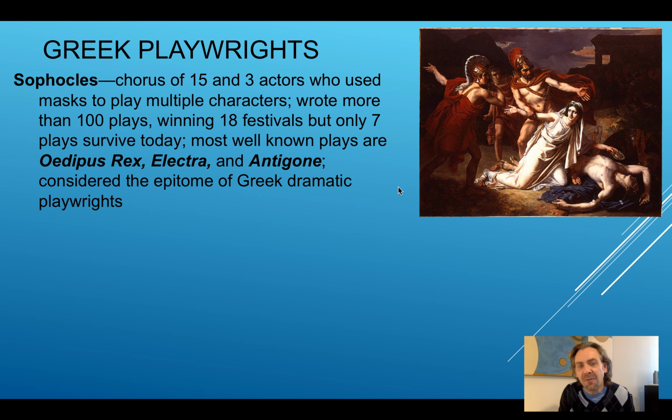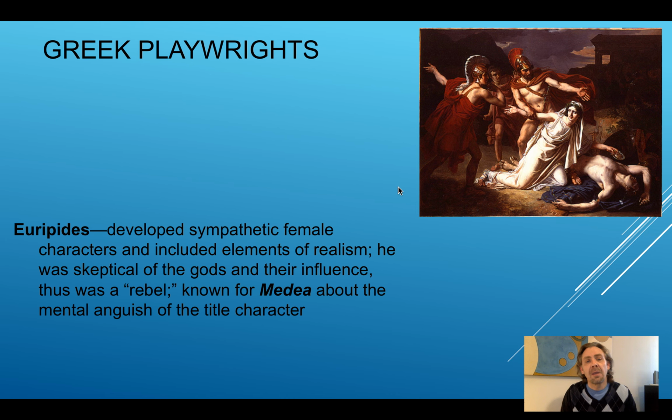Sophocles himself is considered, especially by Aristotle, to be the epitome of Greek dramatic playwrights. Although Aeschylus came before Sophocles, Sophocles is considered to be the best example of a tragic playwright and produced the best examples of tragic plays. Then our third playwright is Euripides.